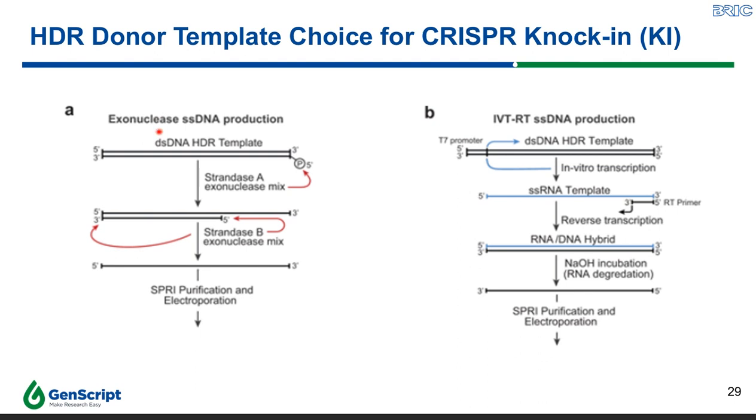A, the use of exonuclease in order to degrade one strand of the PCR product that was labeled with a phosphate group at the 5' end, or B, to go through a complicated IVT, RT, ssDNA workflow, in which the first step involved in vitro transcription to generate an ssRNA from the double-strand DNA, followed by reverse transcription to synthesize an RNA-DNA hybrid. And lastly, it involves incubation with sodium hydroxide in order to degrade the RNA to produce a single-strand DNA. So fortunately, GenScript currently has the ability and the in-house technology to chemically synthesize long nucleotides of ssDNA easily.